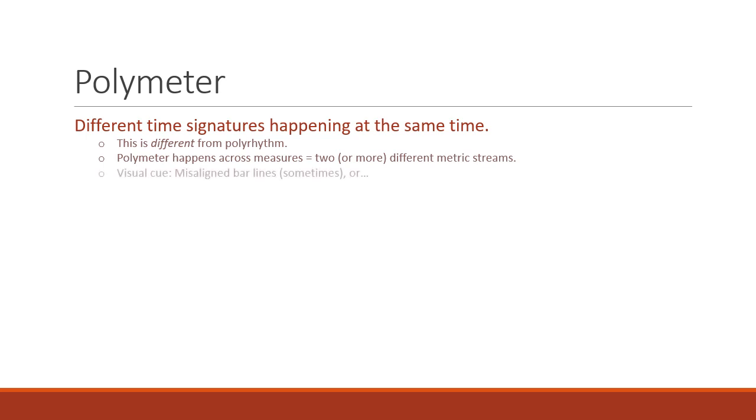Visually, this can be done with misaligned bar lines. In other words, the bar lines won't line up vertically across the different parts. Or composers can simply use phrase markings and gestures to create the opposing meters. In the next two examples, we'll see one of each kind.